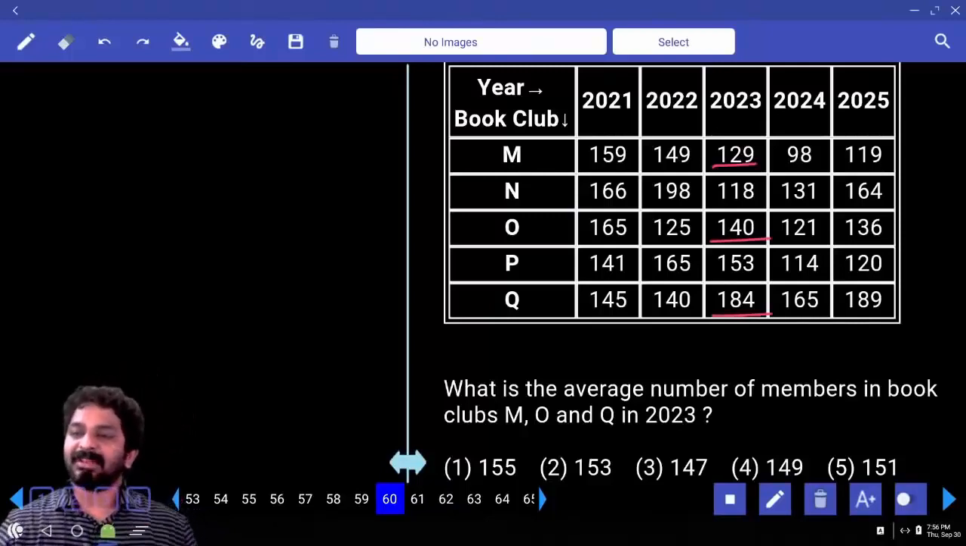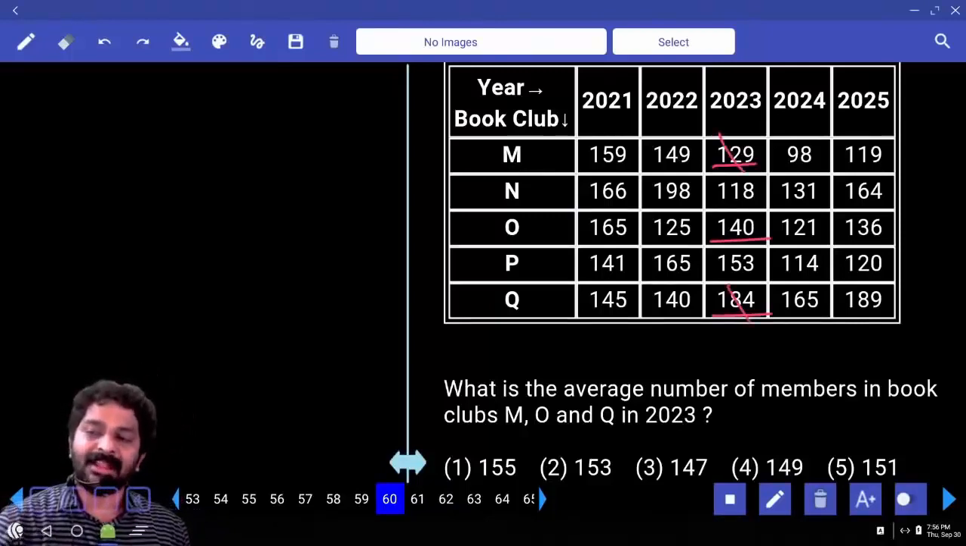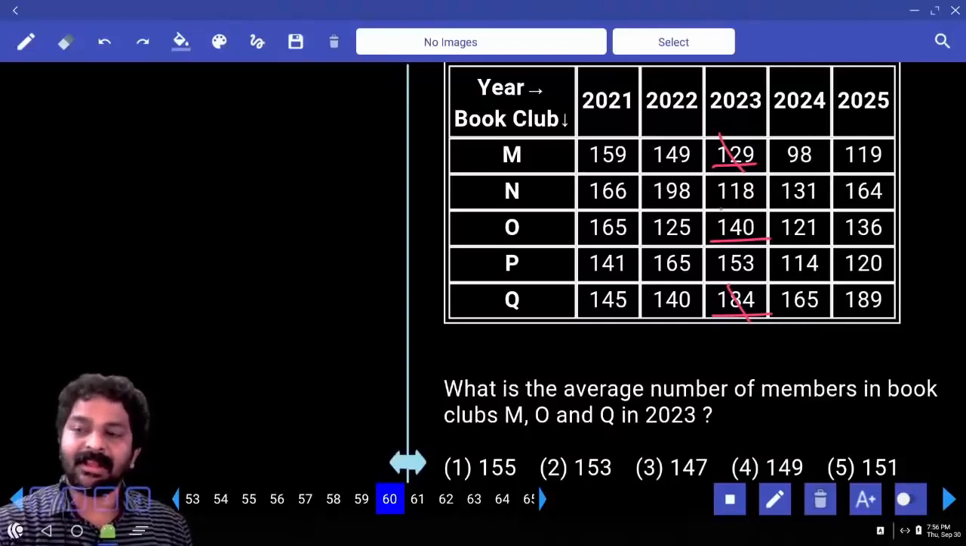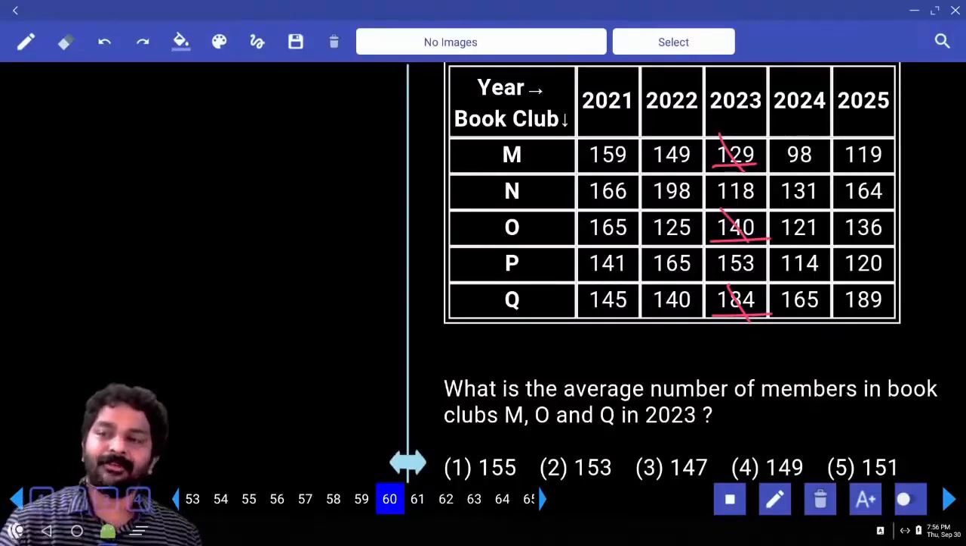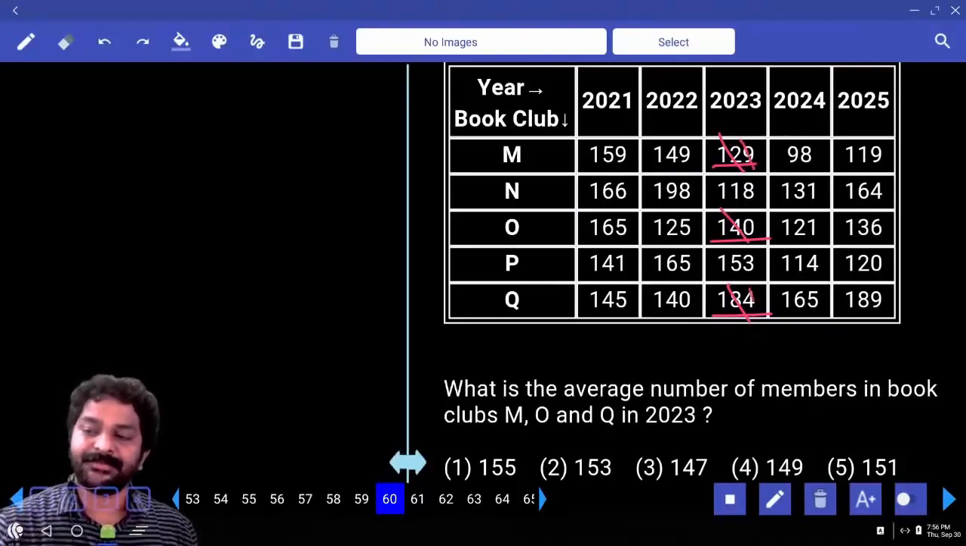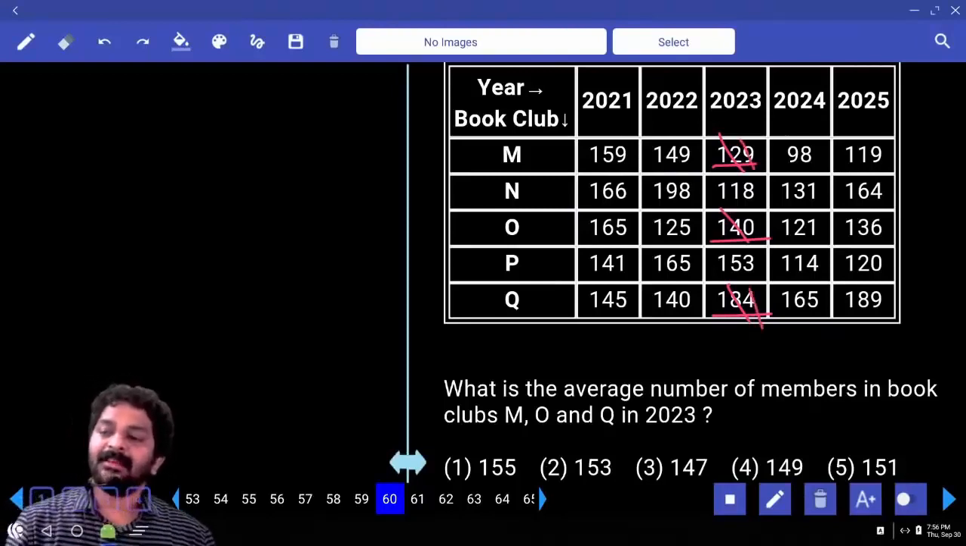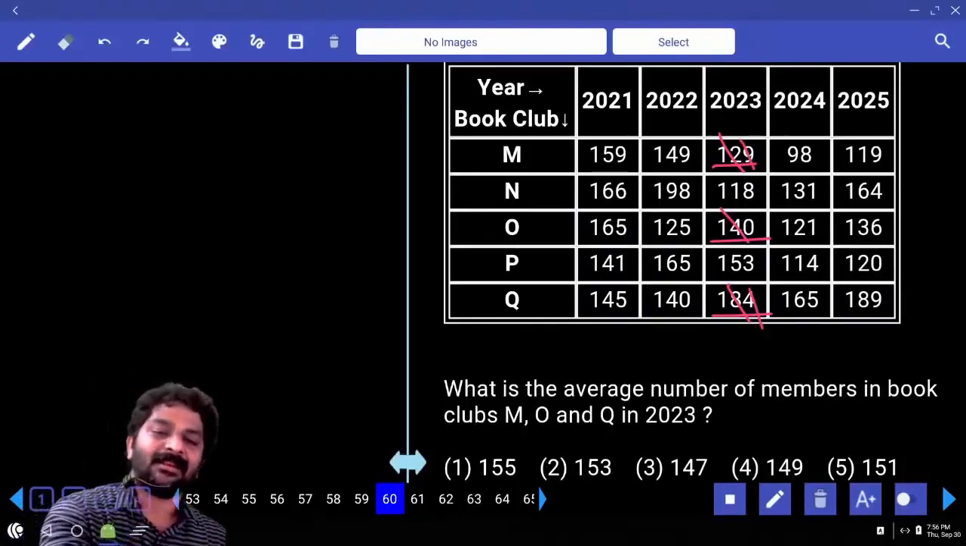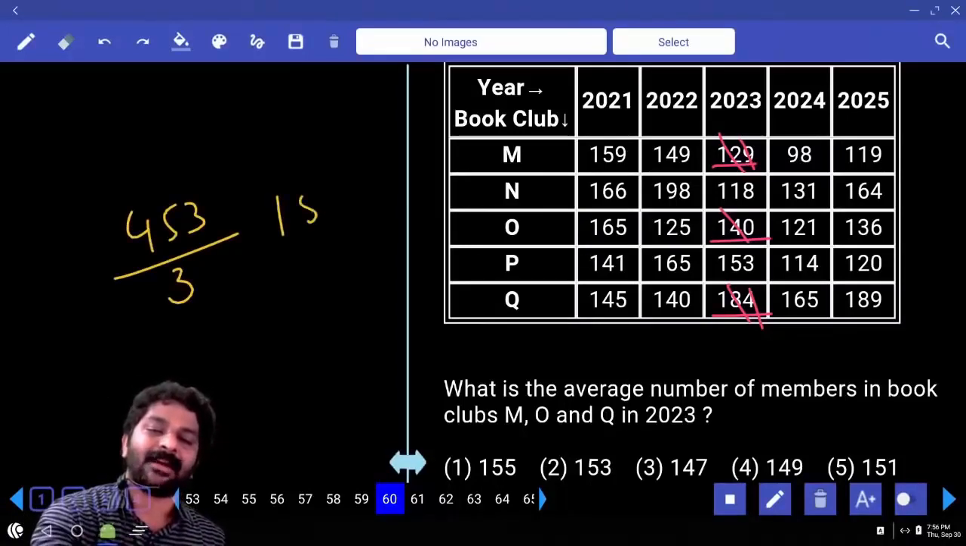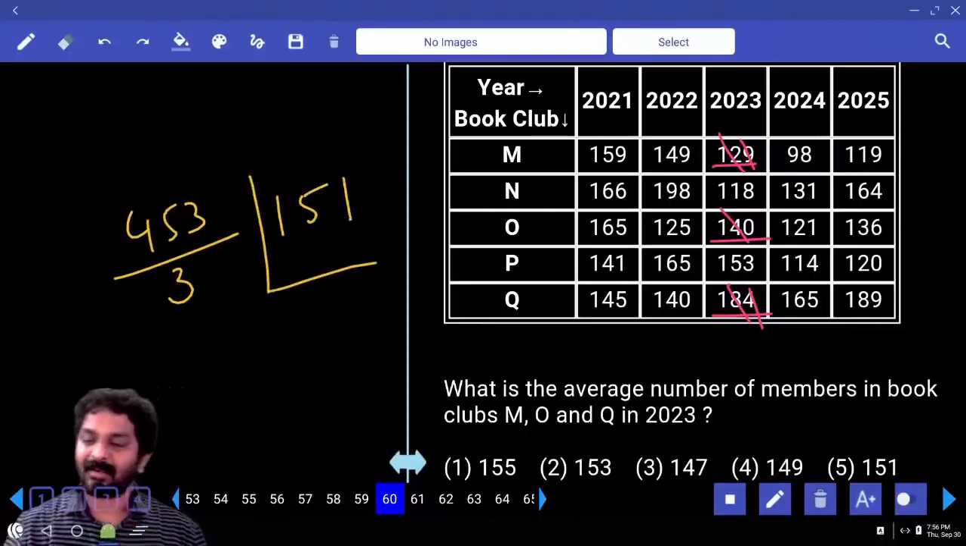What is the average number of members in book clubs M, O, Q in 2023? Average. Come on. 120, 180. 300, 140, 440. 9 plus 4, 13. 440 plus 13 is 453. Average, divide by 3: 151. Final answer.